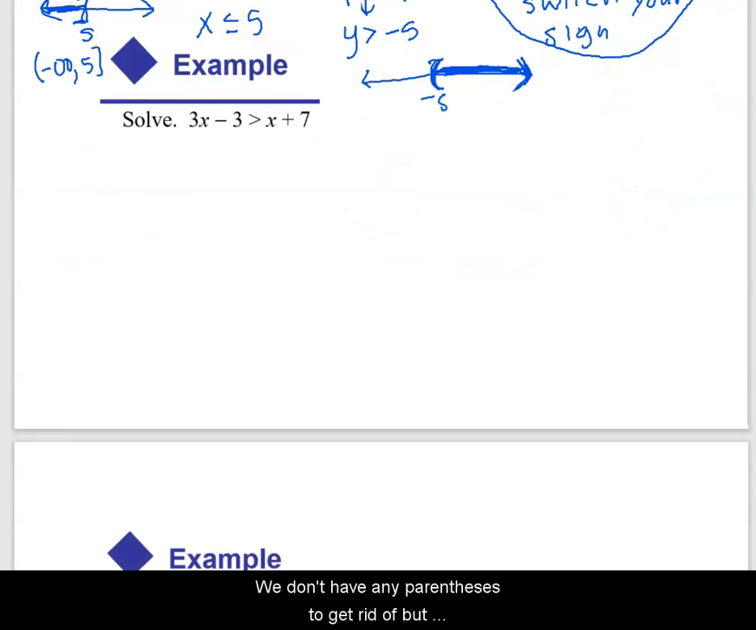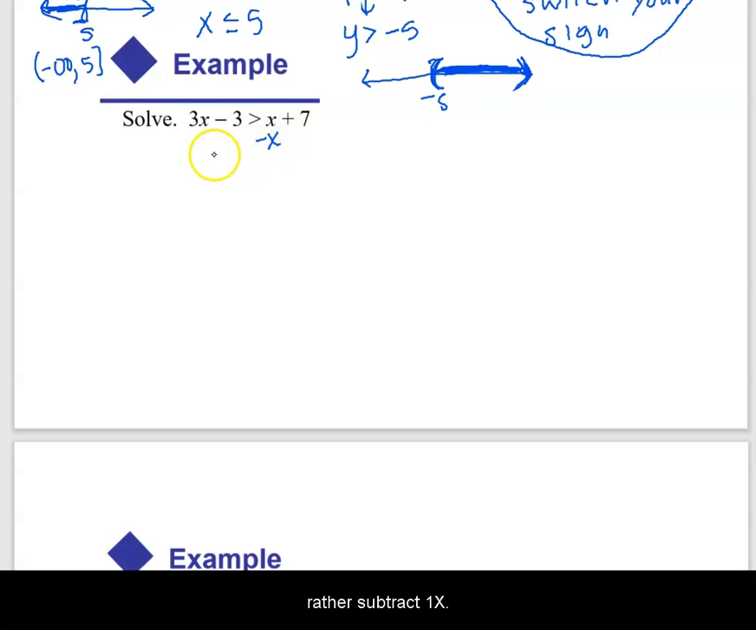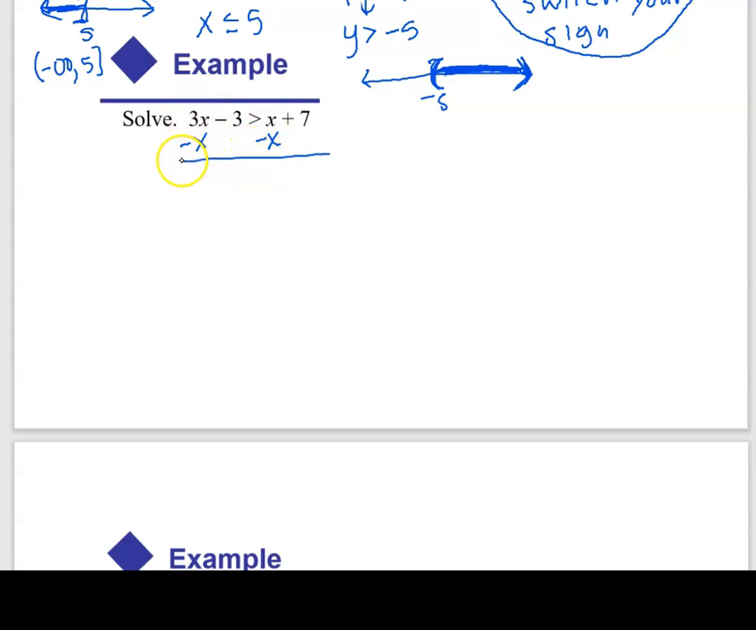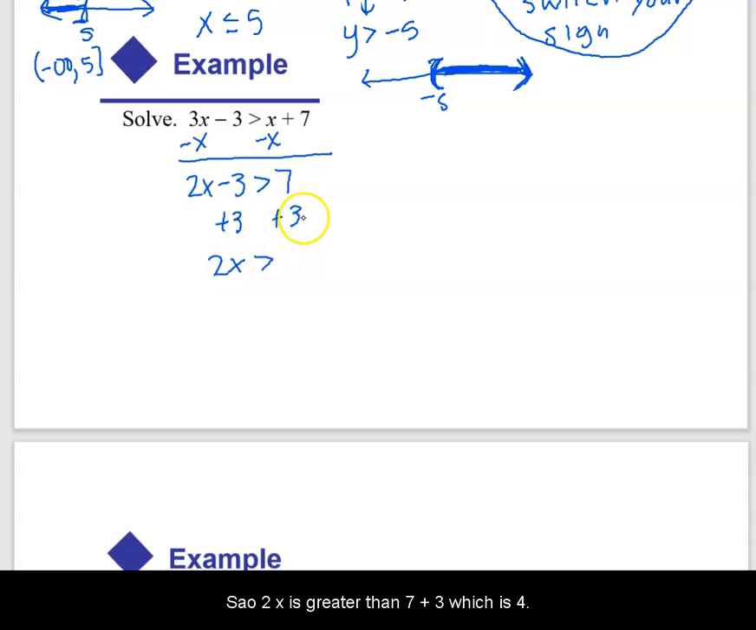So what about this one right here? We don't have any parentheses to get rid of, but when you go to the next step, we do have x's on both sides. So we're going to have to get rid of an x. So I would rather subtract one x. Now I'm subtracting an x. Am I multiplying or dividing by anything? No. So I don't really have to worry about switching my sign. 3x, take away an x is 2x. x minus x is nothing. Bring down my 7. Okay, we're going to add 3. So 2x is greater than 7 plus 3, which is 10.